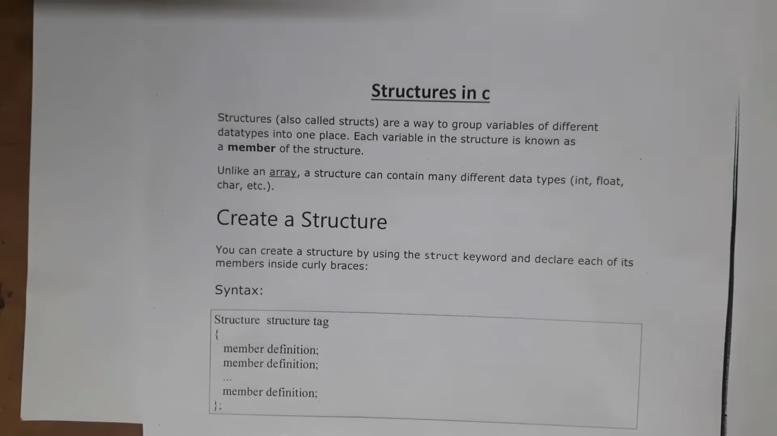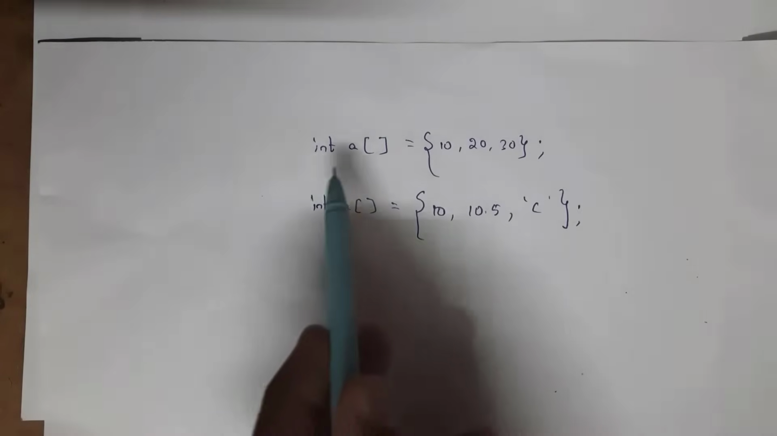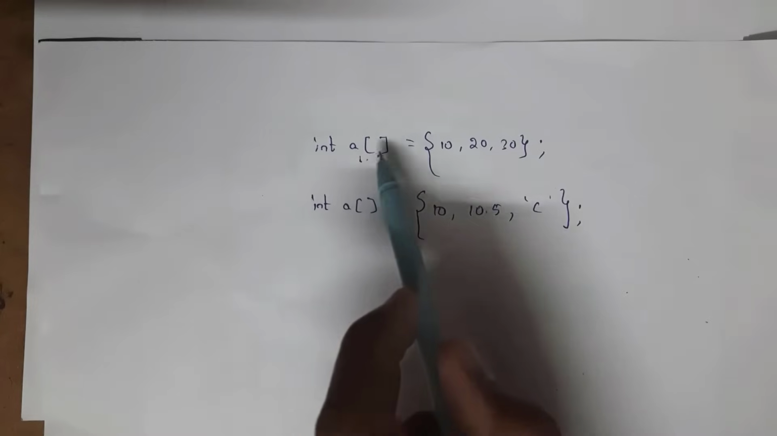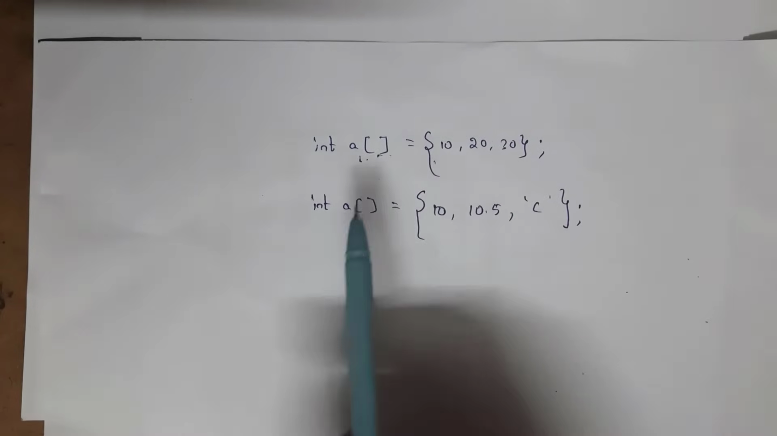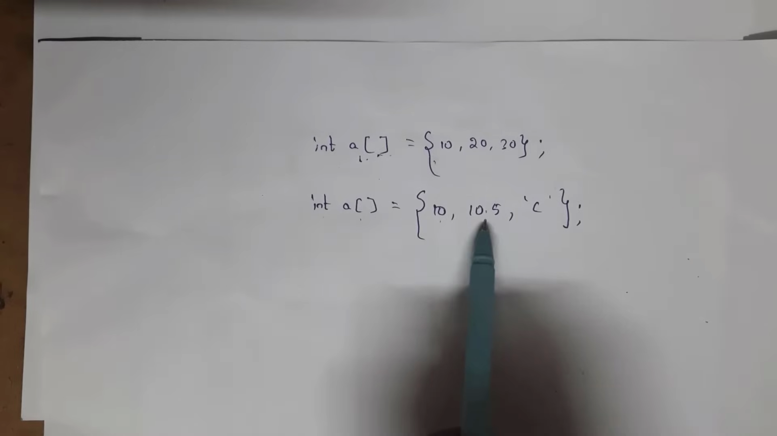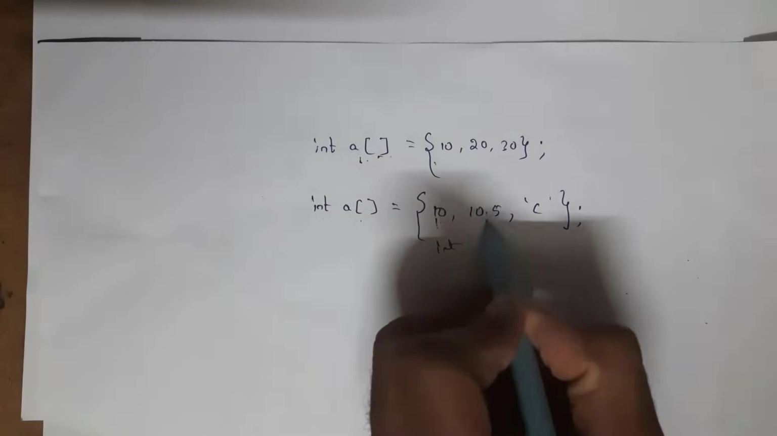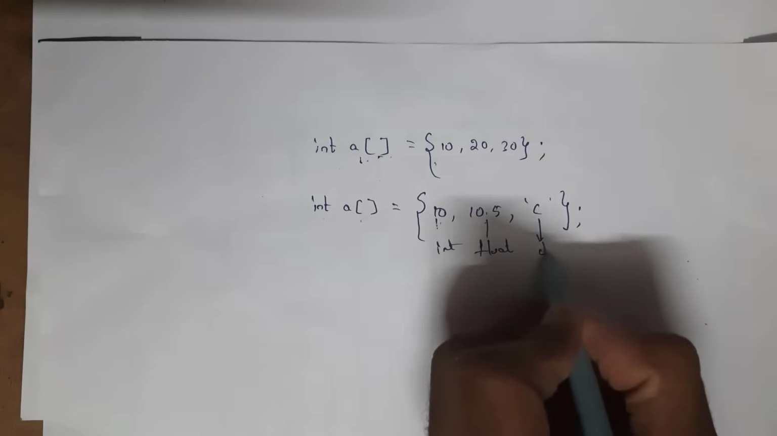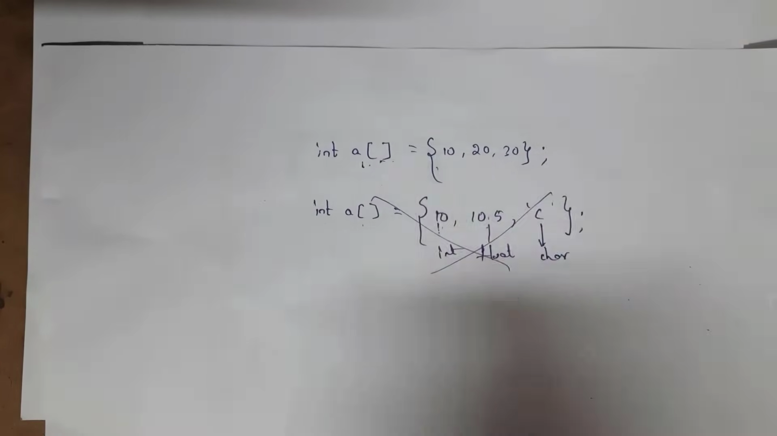For example, if you consider this example, I wrote int A and opened square brackets and closed square brackets. Whenever you write like this, you can store only integer type of elements, and I cannot store mixed type of elements. Here I wrote int A equal to 10, 10.5 and C, where 10 is integer type, 10.5 is float data type and C is character data type. I cannot declare like this in arrays. I cannot store mixed type of elements in an array.